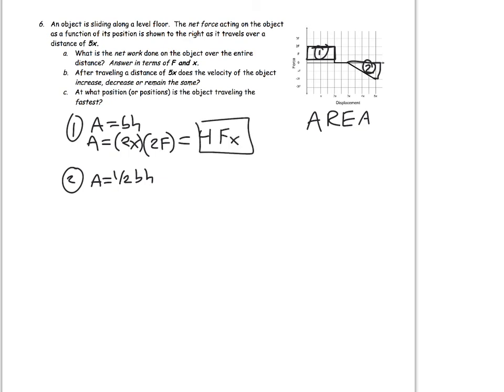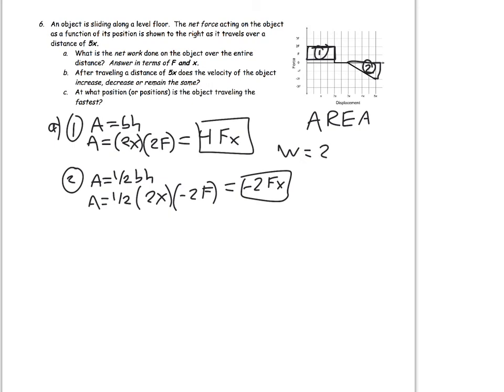For the second one, it's a triangle. Area once again is 1/2 base times height, and so my base there is from 3x to 5x, so 2x. My height is negative 2f, which means that the work done there is going to be negative 2fx. To get my total work being done here, I'm just going to add those two, and I get a total work done of 2fx, just adding the works done in each portion of the graph.